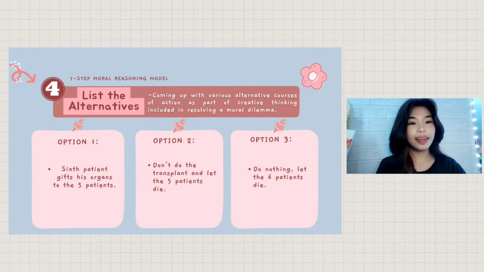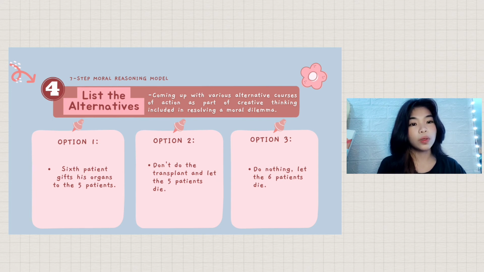Thank you, Ms. Herrera. So for step 4, list of alternatives, we have option 1, option 2, and option 3. For option 1, the 6th patient gives his organs to the 5 patients. For this option, there's a chance that the 6th patient will permit the suggestion of the surgeon to take his organs in order to save the 5 patients.